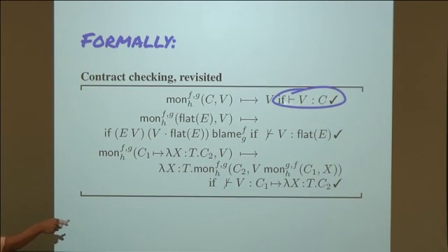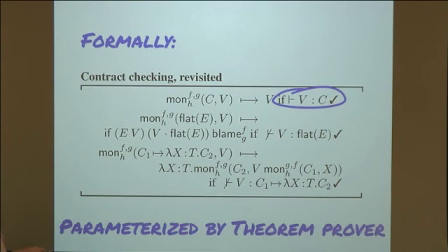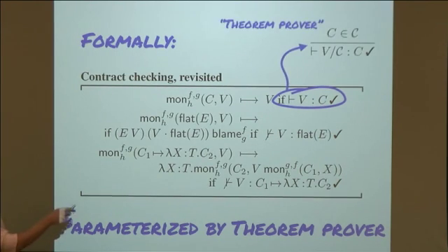Okay, so you'll notice here that I've got this judgment, and the way to read this is that we can prove that V satisfies C. So we're really parameterized by some theorem prover here. And I should really say theorem prover in quotes, because for the simple system, what our theorem prover consists of is this: if a value remembers some set of contracts and the contract that you're trying to prove is in that set, then you say, yeah, it proved it. Okay?